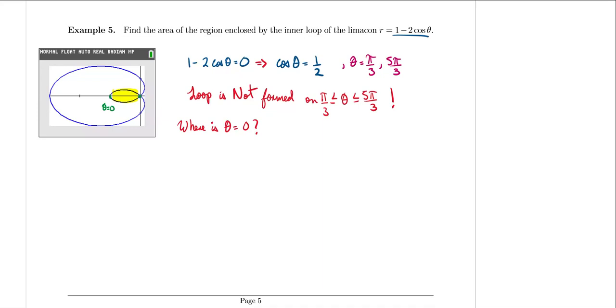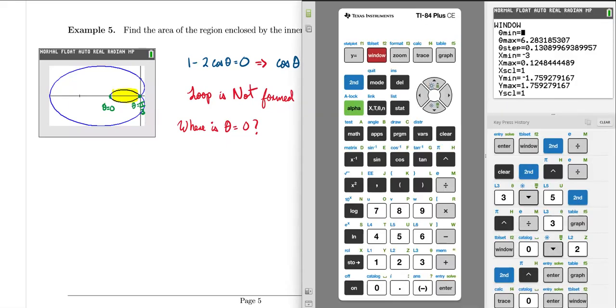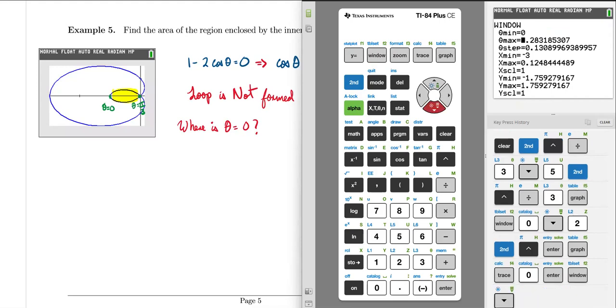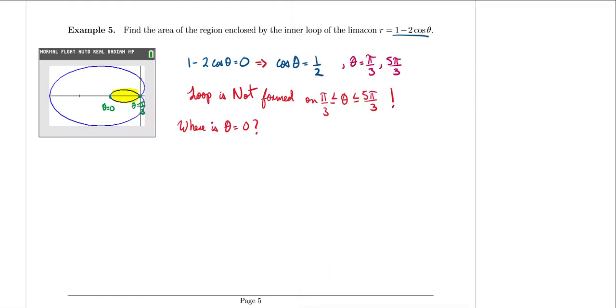So it looks like if you wanted to trace part of the inner loop, you need to go from 0 to a theta value of pi over 3. So let's see if we do that. We're going to go here to window, start at 0, but now go all the way till pi over 3. Okay, so it looks like we're tracing the bottom half of the limacon. So now we can get an idea of what the curve is doing.